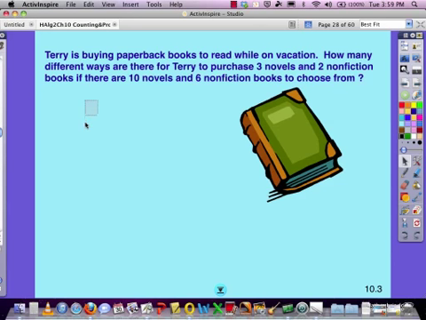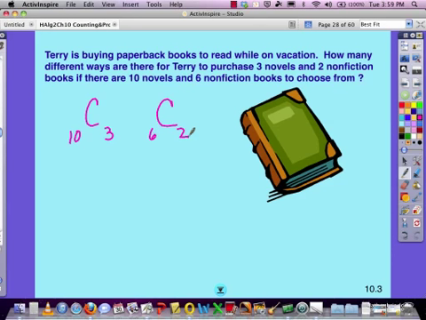All right, so let's split it up. We have two different things going on. We've got our novels and we've got our nonfiction. So let's do the novels first. And combination of how many different ways? 3 novels, and there were 10 total. So how can I take combinations of 3 from the original 10? How can I take combinations of 2 from the original 6?